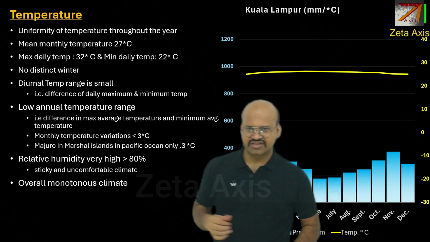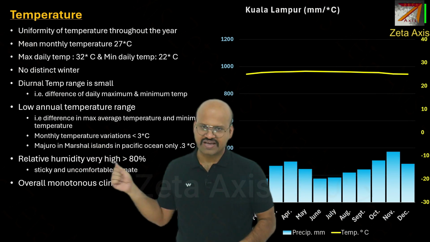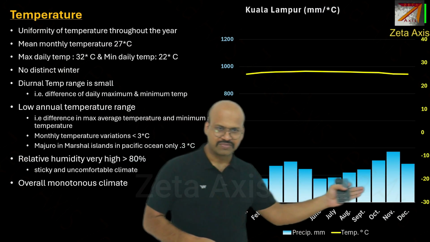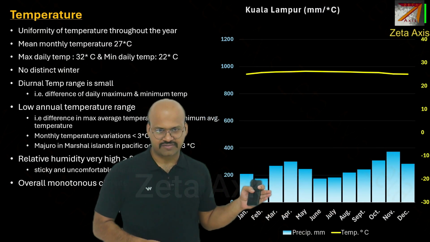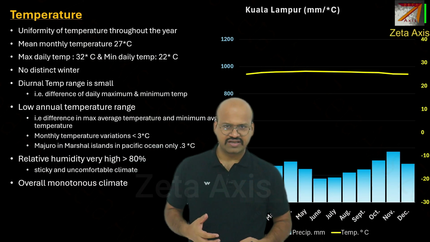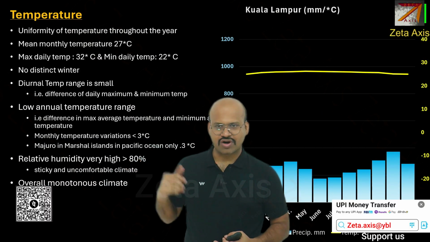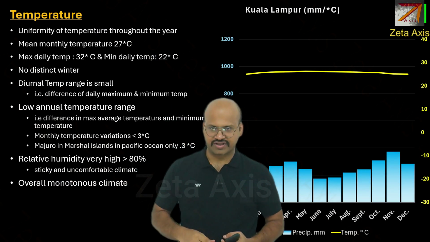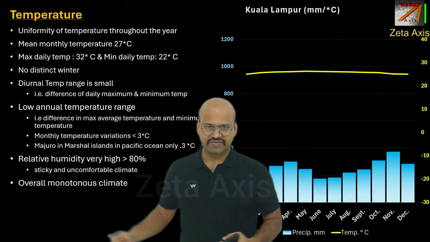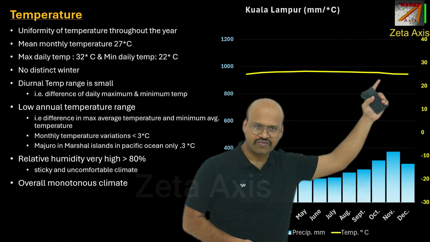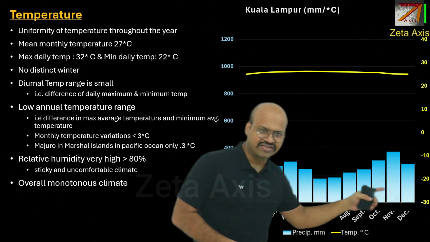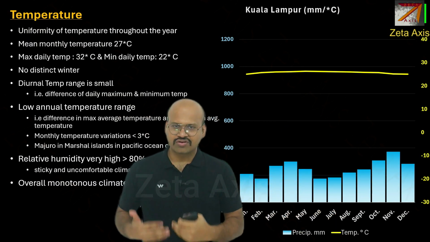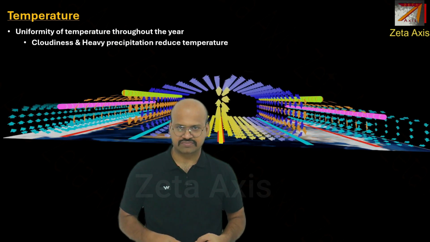Another important characteristic is that relative humidity is very high. It is greater than 80% throughout the year, and we can see this from this rain or precipitation chart. Because of this we have a sticky and uncomfortable climate throughout the year. The climate is monotonous. We can see here there is no distinct winter and no distinct dry season in which there is no rainfall. So we can conclude that throughout the year the climate is monotonous.